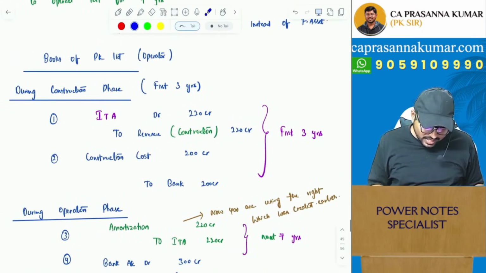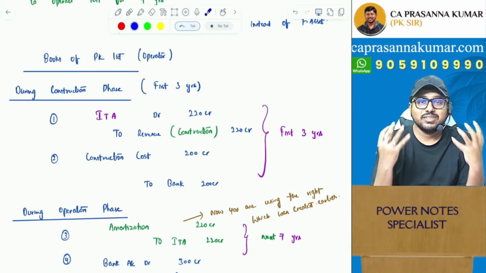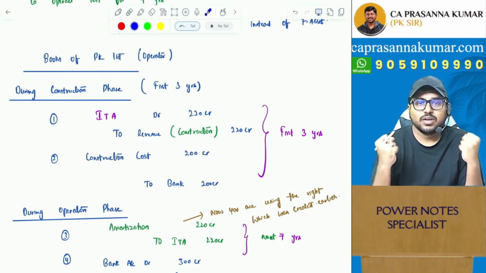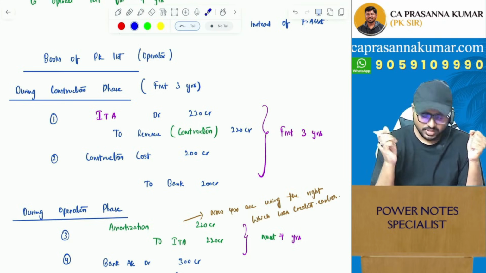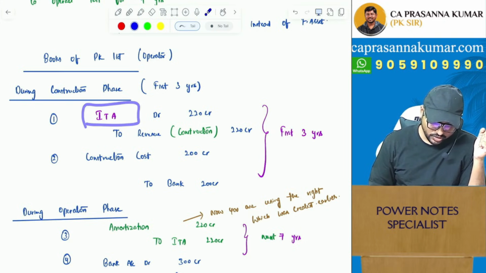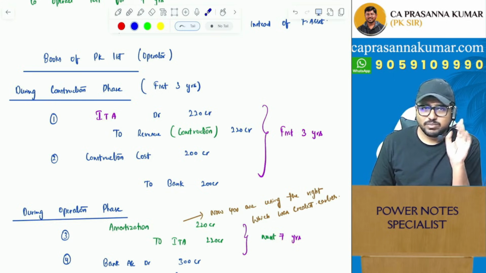Whereas in this case, where is the consideration? The consideration is nothing but non-cash consideration, kind of having an asset in the form of consideration. So therefore, recognize intangible asset to revenue. Obviously, revenue from construction should be recognized at fair value. That will be your revenue. Clear?